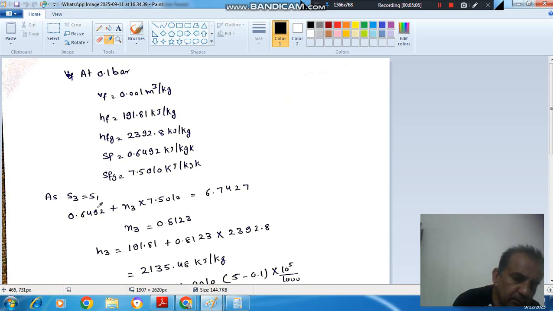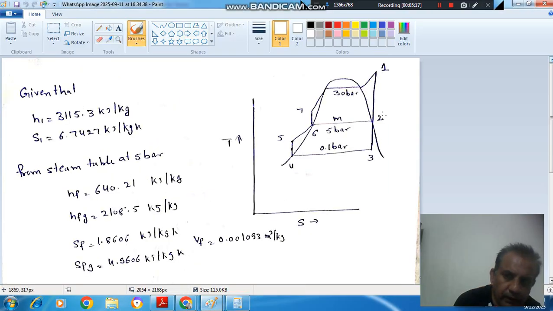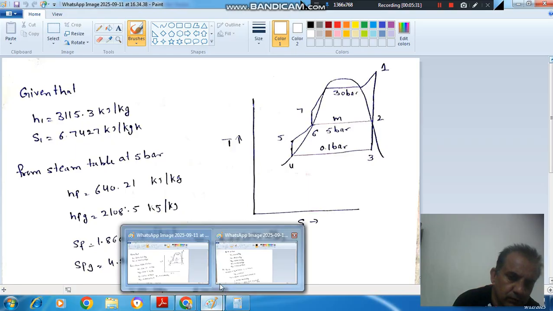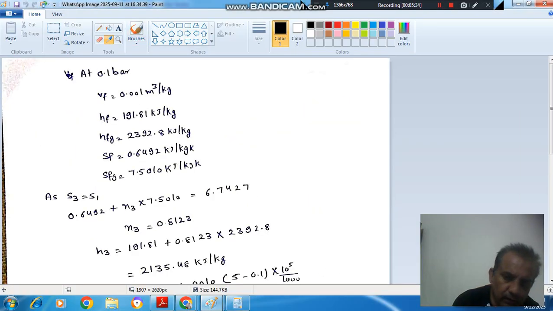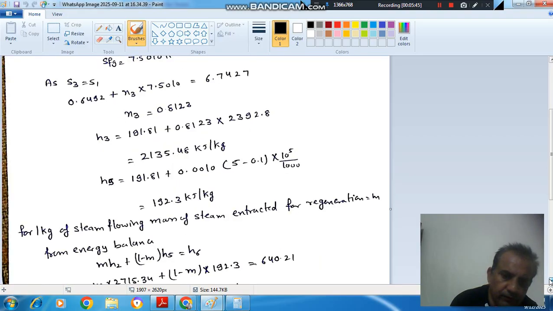So using these properties and following a similar procedure, we can find out x3, like we have found out here. H2 and H3 will be found out in the same way. Similarly, H4 is your HF at 0.1 bar, and H5 is adding pump work. So we have H3 is equal to 2135.48 and H5 is equal to 192.3 kilojoule per kg.